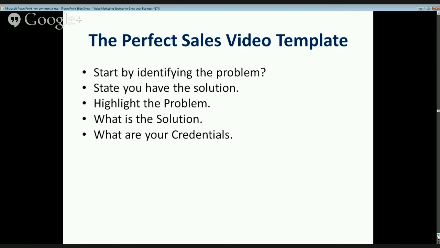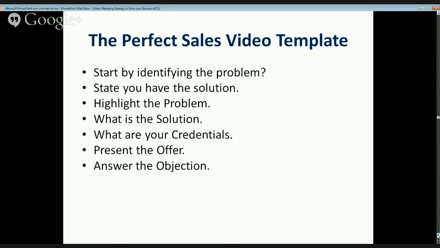Then you need to outline your credentials, why you are the authority in your niche. Come up with your credentials and then present the offer. Now notice you don't present the offer right at the very start. You have to build to it. It's a building process. Once you've done all these things up front, then you present your offer.